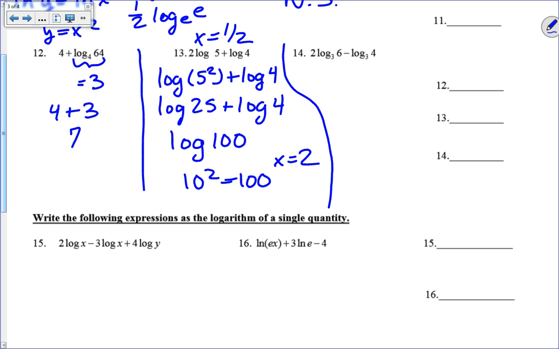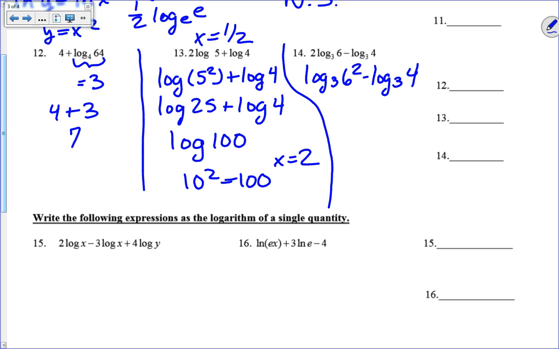All right. So now let's look at 14. So again, can we rewrite this in a way that will be beneficial to us? So we can do what? So we can get the log base 3 of 6 squared minus the log base 3 of 4. So what is 6 squared? 36, right? Now we have this log base 3 of 36 and this log base 3 of 4.